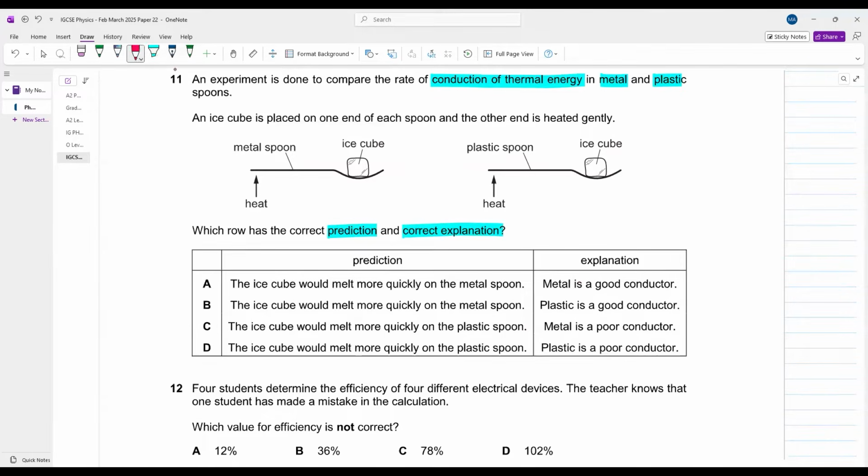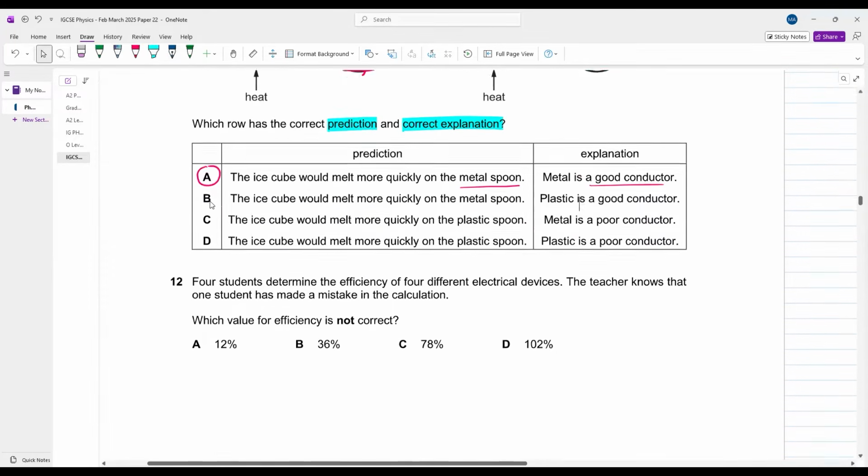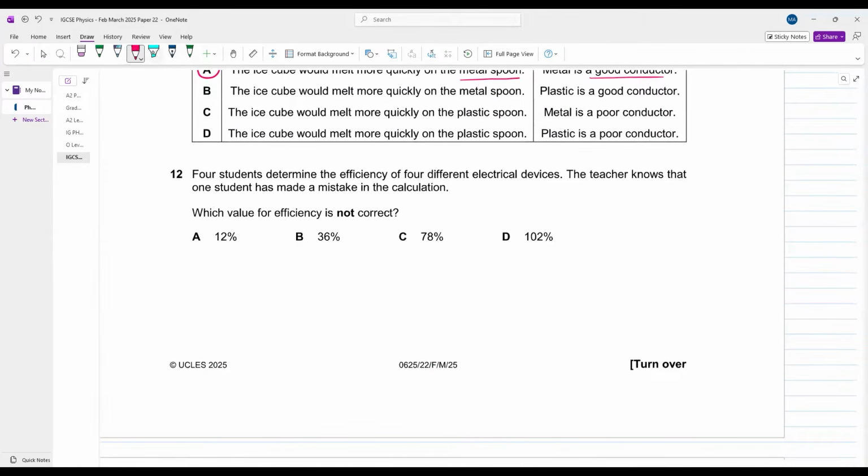Now, obviously, जो metal spoon है, it will conduct heat quickly because metal is a good conductor. If the metal spoon conducts heat quickly, since metal is a good conductor of heat, it will cause the ice cube to melt more quickly. The ice cube melts more quickly on the metal spoon. Why? Because metal is a good conductor. Simple. Okay.